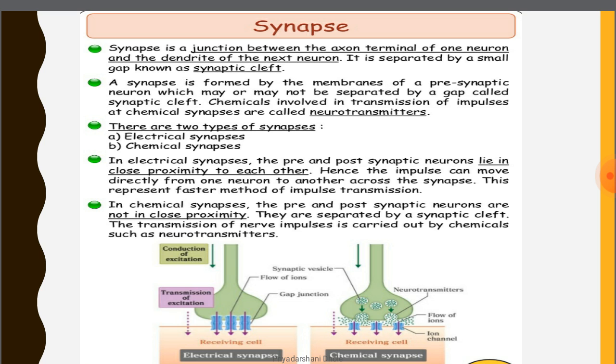of impulse transmission. It means one to one close contact is there, and the impulses are directly transferred. In the chemical synapse, the pre and postsynaptic neurons are not in close proximity, therefore, they are separated by the synaptic cleft, and the transmission of nerve impulse is carried out by chemicals such as neurotransmitters, and it is a slow process as compared to the electrical synapses.